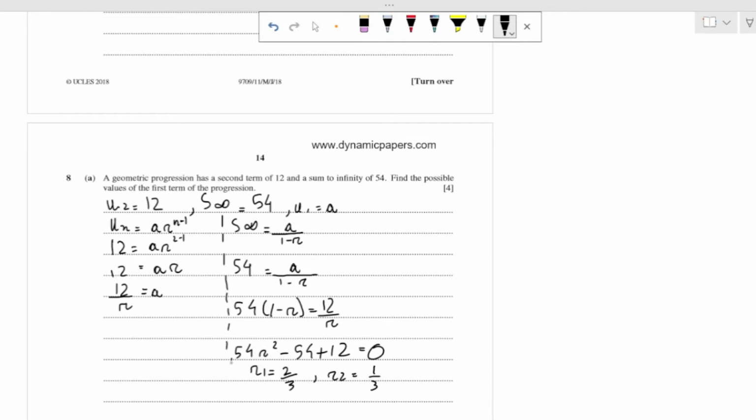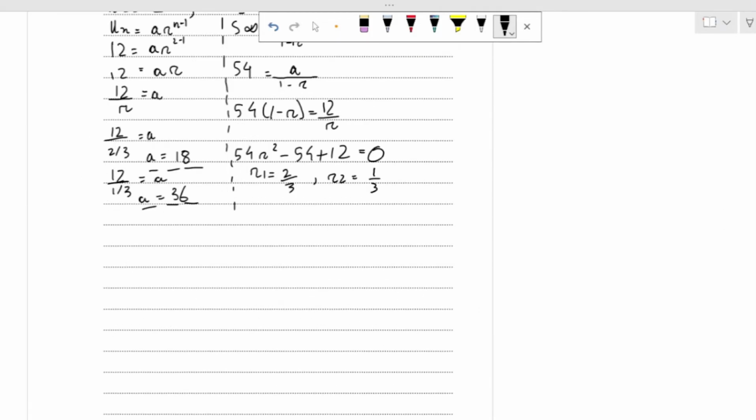So we have found now two values of r. We're going to substitute both of them over here. 12 over 2 by 3, and we're going to solve for a. And we get a over here, 18. Similarly, we're going to solve for the other value of r. 12 over 1 by 3 is equal to a, where a is equal to 36. And you got your final answer: a equals 18 and a equals 36.